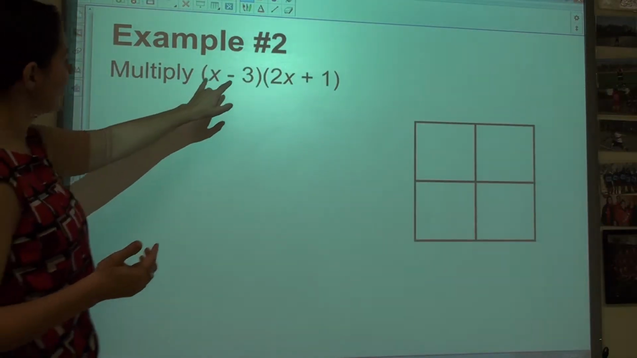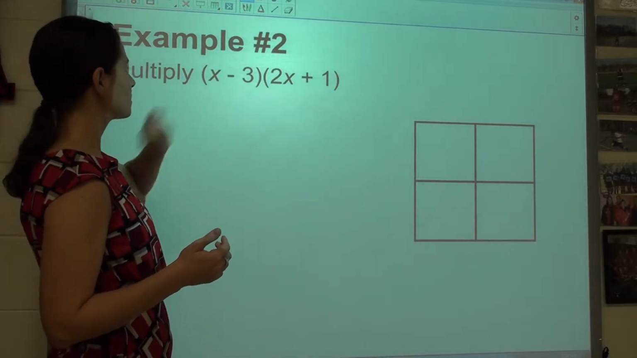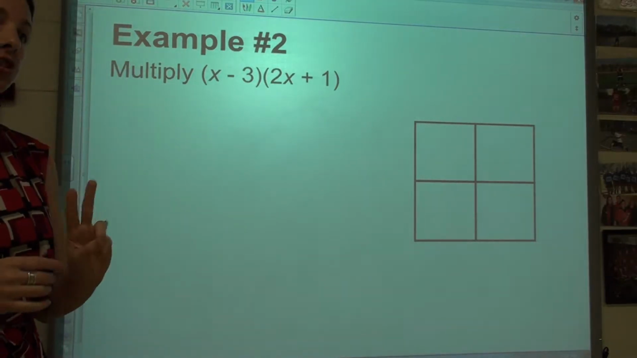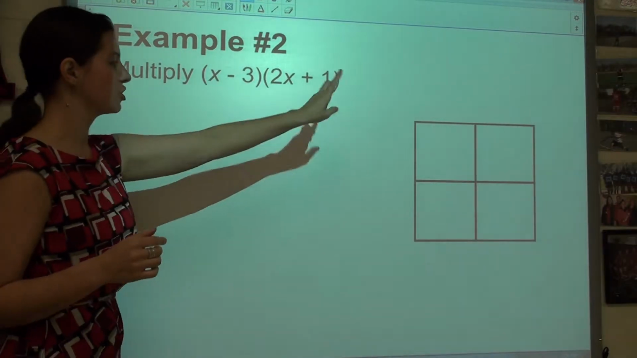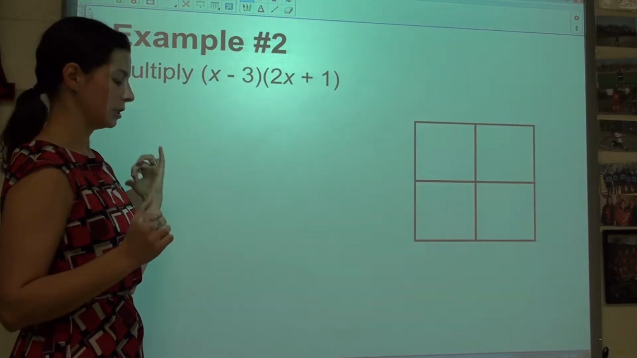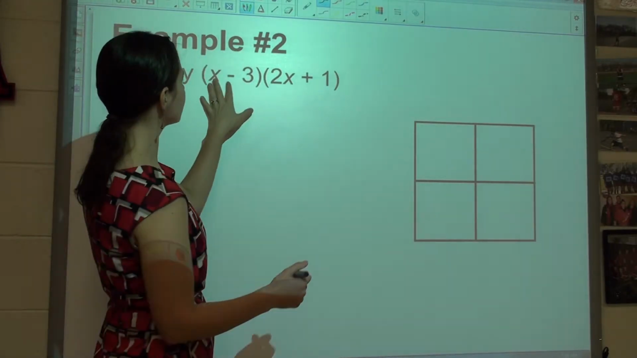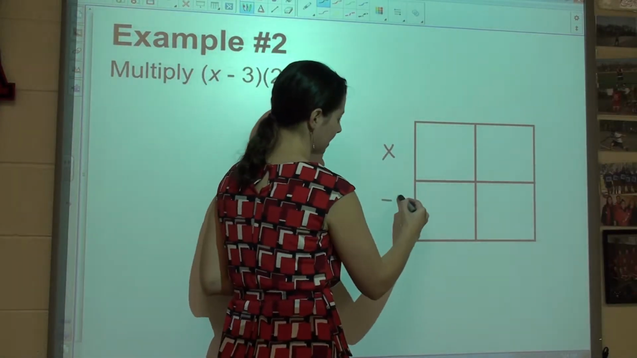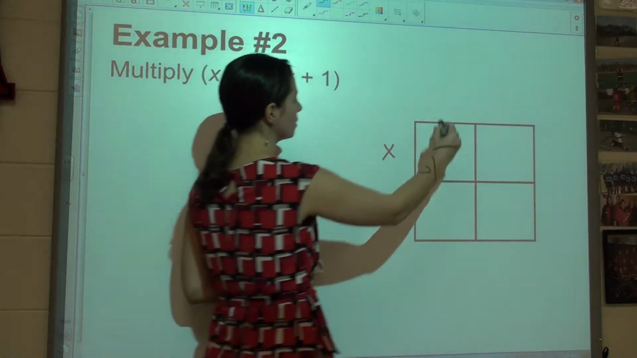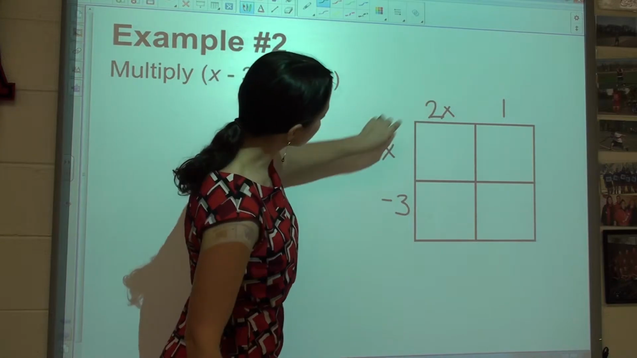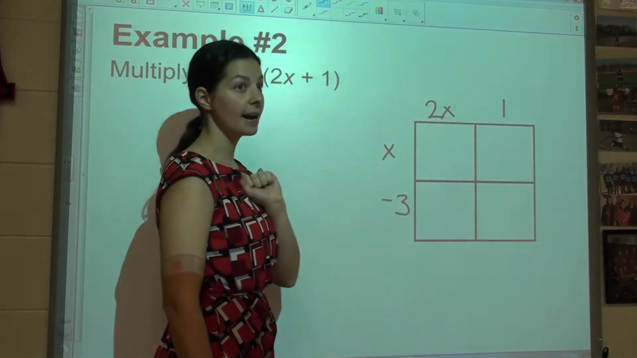All right, so we have for the next one, the quantity x minus 3 times the quantity 2x plus 1. I'm actually going to do this two ways. First, we're going to use our generic rectangle, and then I'm going to use the distributive property. So remember from algebra, you're going to write your factors on the outside. So we got x and minus 3, and we've got 2x and 1. You then multiply your factors and put them inside the rectangle.